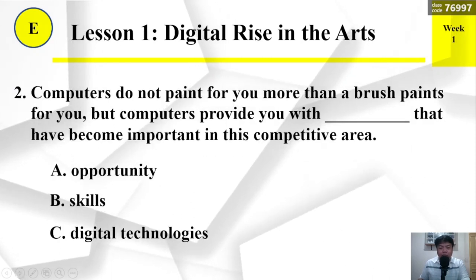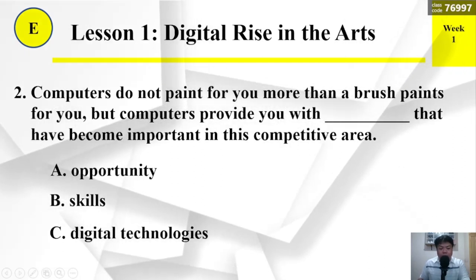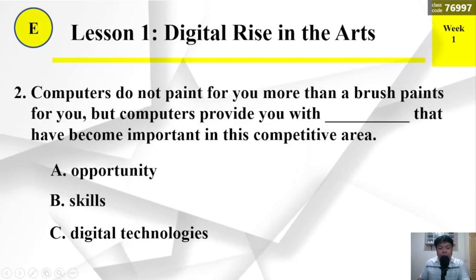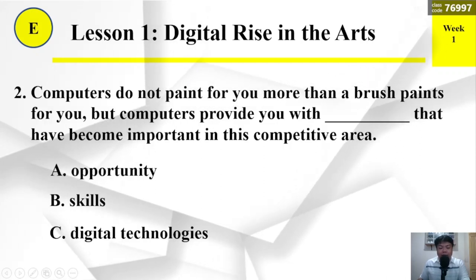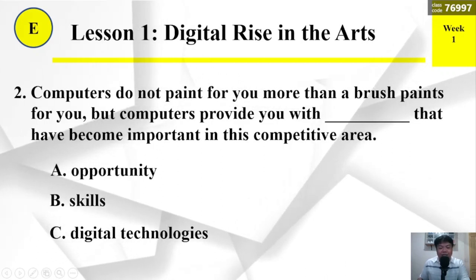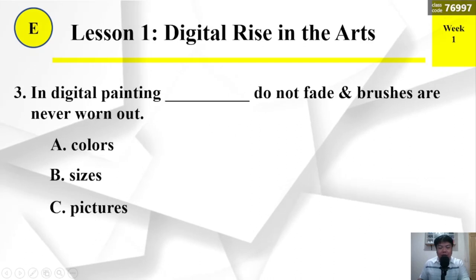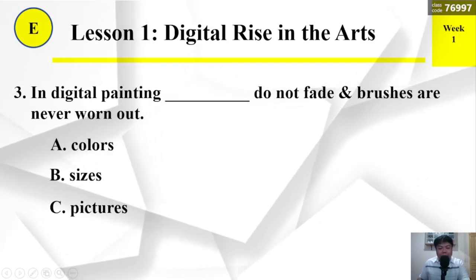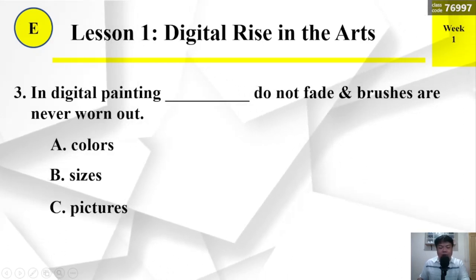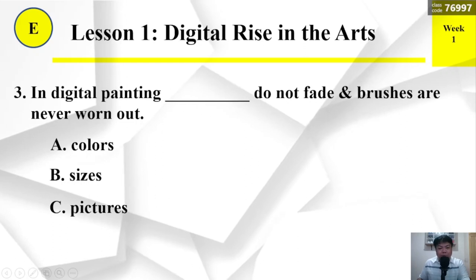Number 2. Computers do not paint for you more than a brush paints for you. But computers provide you with blanks that have become important in this competitive area. A. Opportunity. B. Skills. C. Digital technologies. Number 3. In digital painting, blanks do not fade and brushes are never worn out. A. Colors. B. Sizes. C. Pictures.